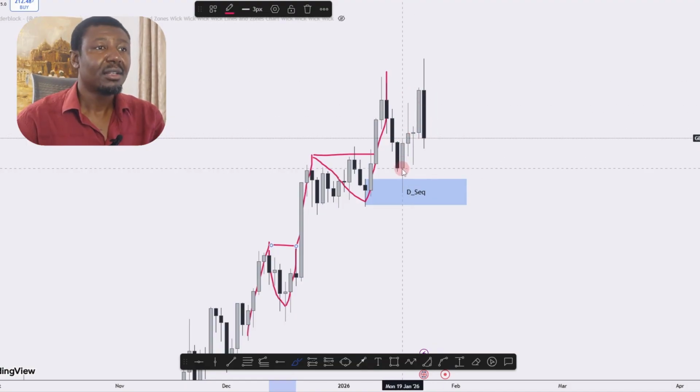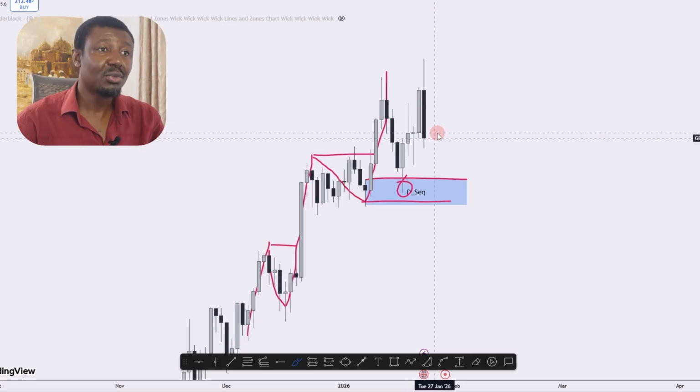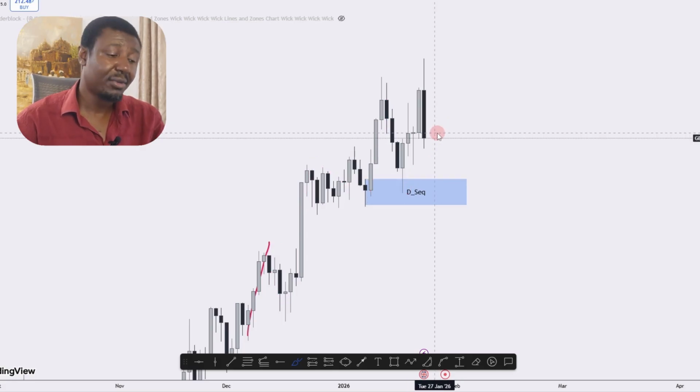Now this is what we had from the previous week. Before last week's trading session, we actually marked out this zone and we wanted price to come and make a bounce off this zone and then push to the upside. So we actually had a bullish bias for last week.